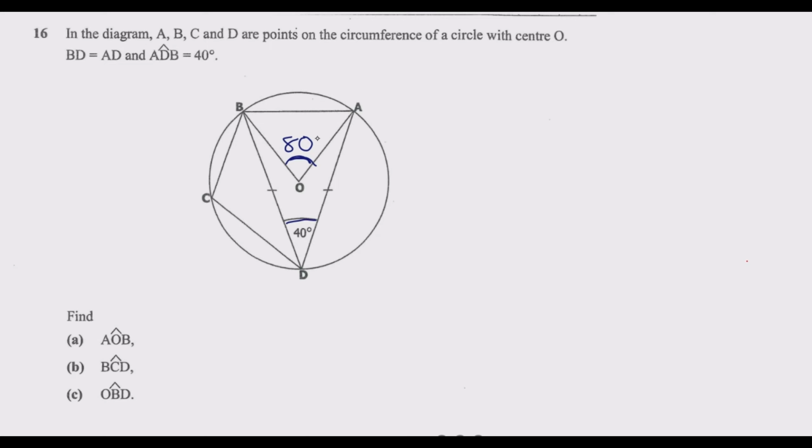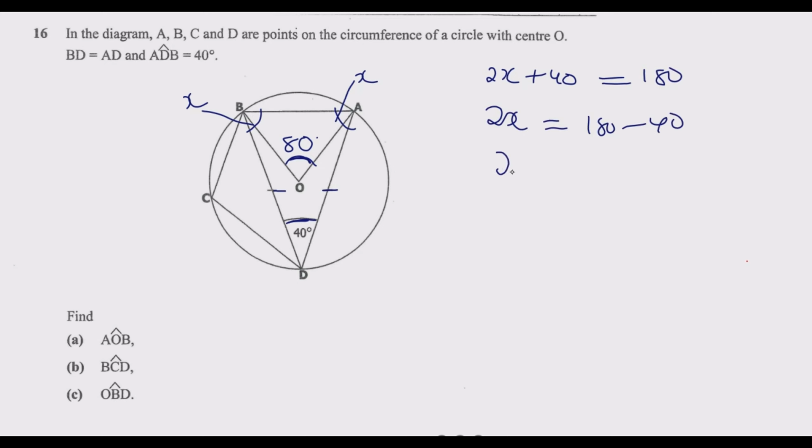Next, because these two sides are equal, these two angles should be the same. So let us call these angles x, and this will be x. We know that when we sum all the angles in any given triangle, we get 180. So x plus x is 2x, plus this 40 must equal 180. So 2x is equal to 180 minus 40. So we have 2x equals 140. We divide by 2, we divide by 2. So x is equal to 70 degrees. So this angle is 70 degrees.